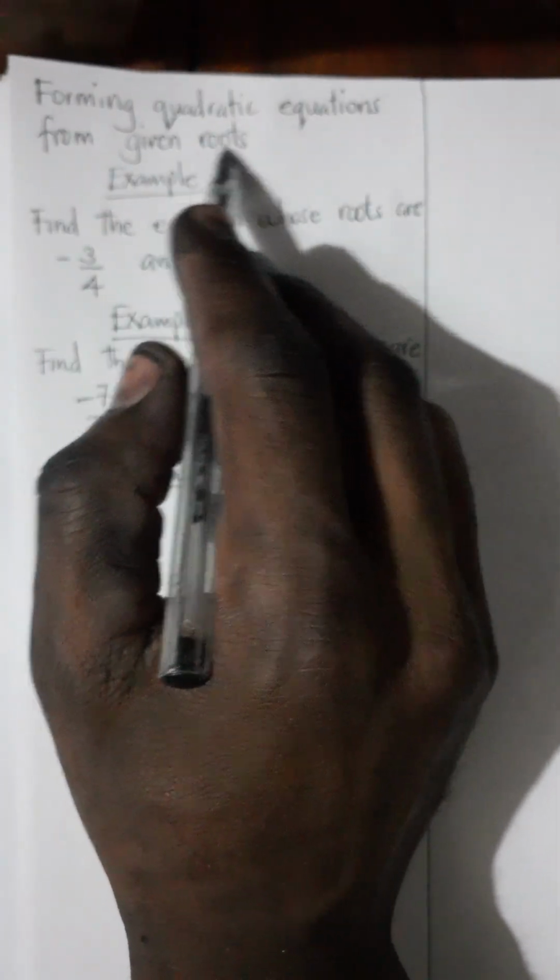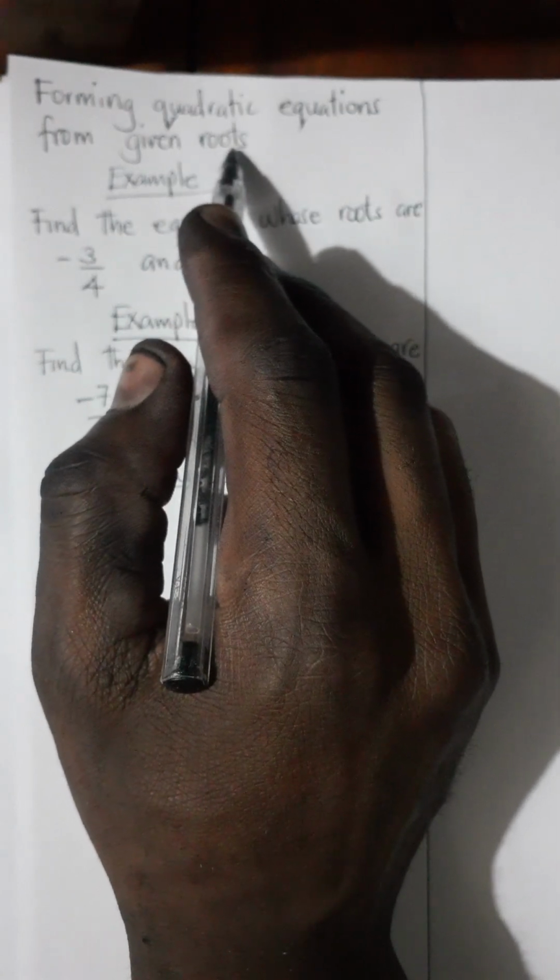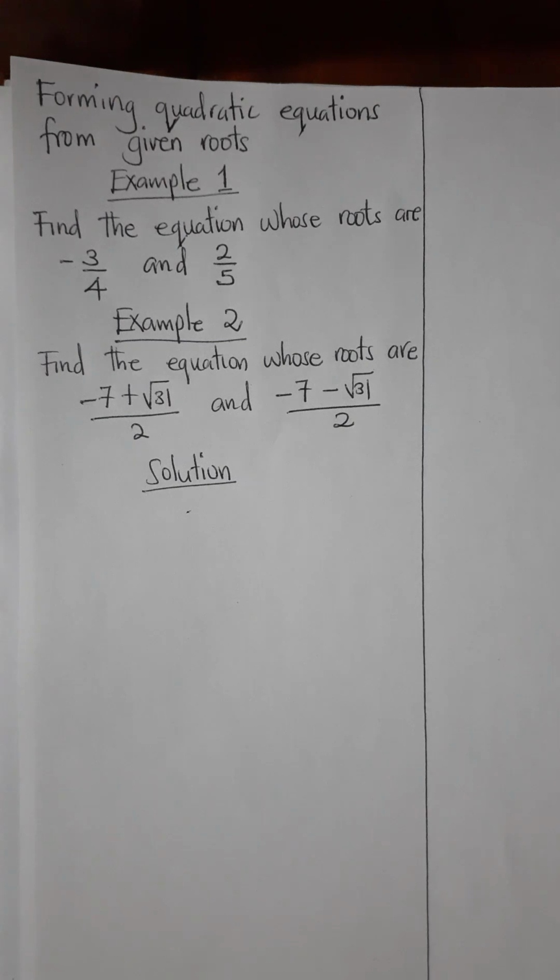Roots are the x values that we get after solving. After solving any quadratic equation, we say x is equal to this, x is equal to that. Those values, which are the answers or the solutions of x, are known as roots.